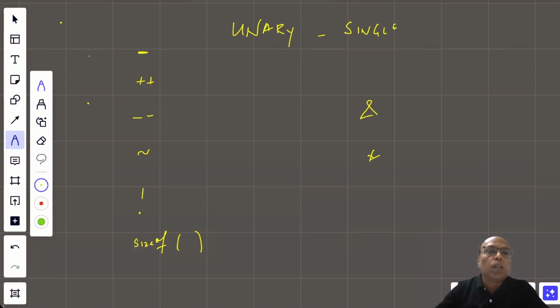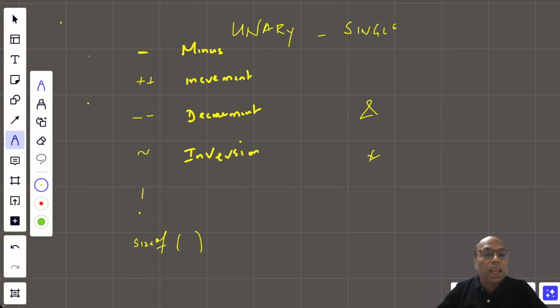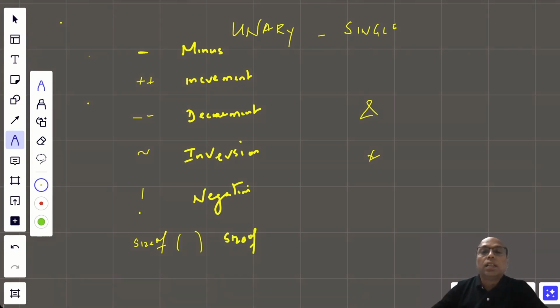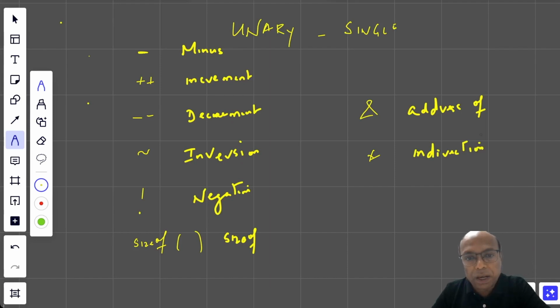This is called unary minus. This is called the increment operator. This is called the decrement operator. This is called the inversion operator, inversion. This is negation. This is sizeof, that will give you the size of. This is called the address-of operator, address of. And this is called the indirection operator, indirection. These are the unary operators, and we are going to learn how to use them.